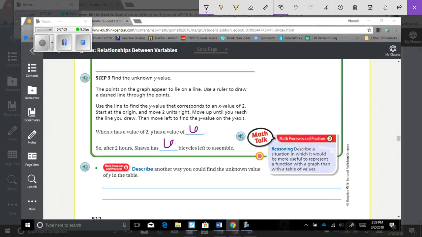Another way you could find an unknown value of y in the table is to look for the pattern in the table. For each increase of 1 in the value of x, the value of y decreased by 2. When x equals 1, y is 8, so the value of y when x equals 2 is 8 minus 2, which is 6. So there are 2 different ways you could find it: look for the pattern in the table, or you could have just plotted and drawn your line.